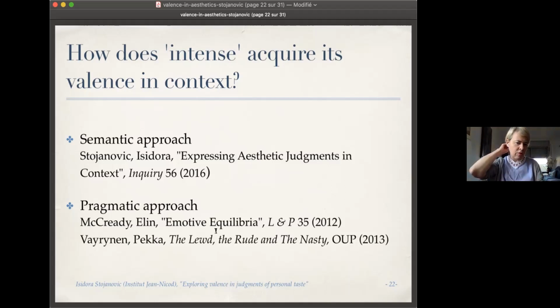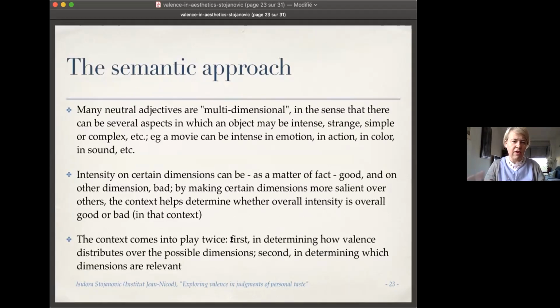So I mentioned two papers, Ellen McCready's Emotive Equilibria and Pekka Verinen's book. So Pekka Verinen's book is more about moral adjectives, but a similar approach would apply to aesthetic adjectives. And Ellen McCready's is more about expressive terms such as damn or fucking. So here is very, very roughly the idea of a semantic approach.